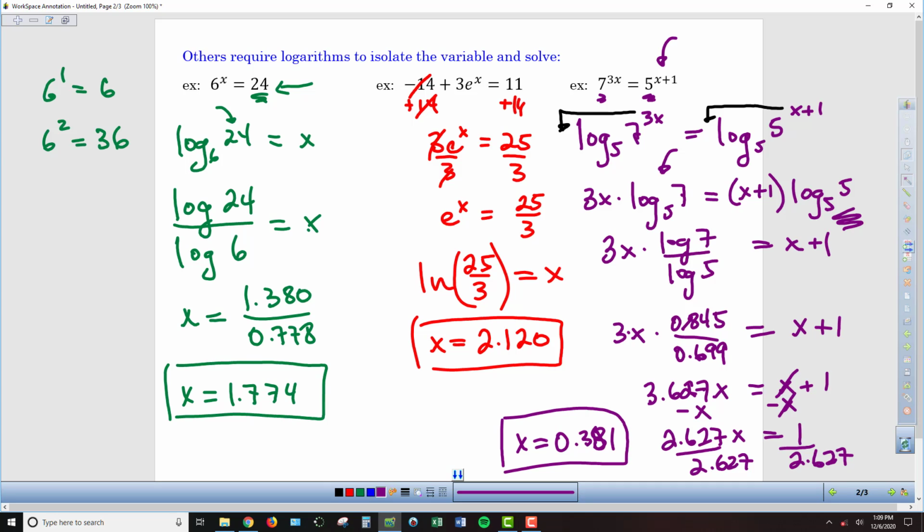And if we go back to the original problem and plug that in, we can estimate in our head that that seems about right. If I multiply 3 times 0.381, that's a little bit more than 1. So on this side here, 7 to a little bit more than 1 is going to be a little bit more than 7. For the other side of the equation, if I plug in 0.381 plus 1, it's a little bit bigger exponent, 1.381. And so when I raise 5 to a slightly bigger exponent, it makes sense that that'll equal a little bit more than 7, like we're getting on the other side. And we can plug this in on our calculator and verify that this indeed is correct, but a little mental math will get us there.